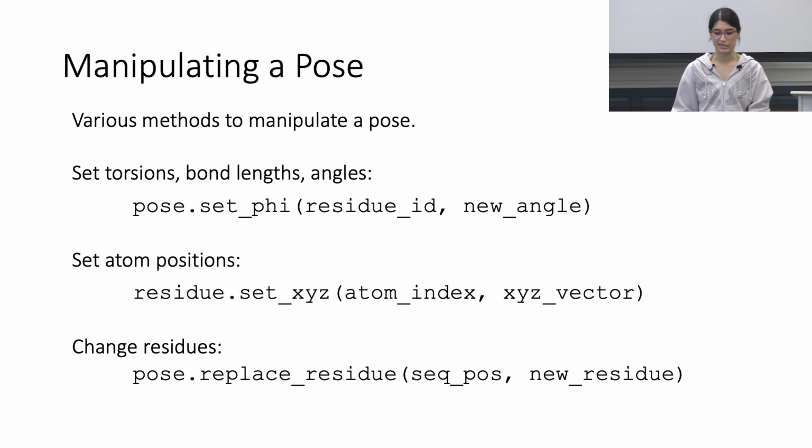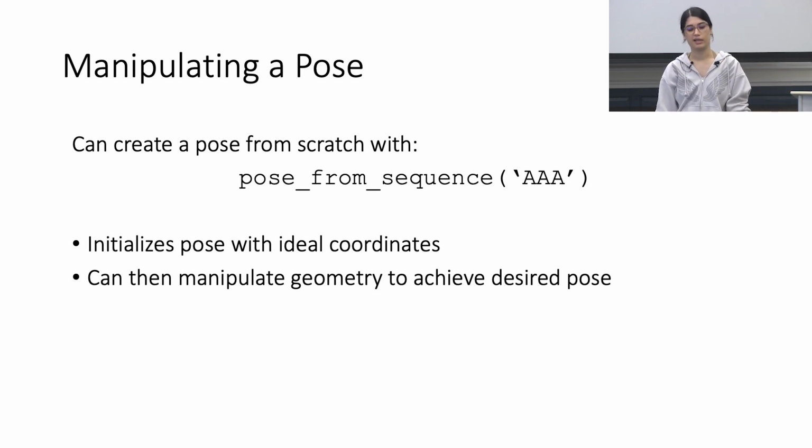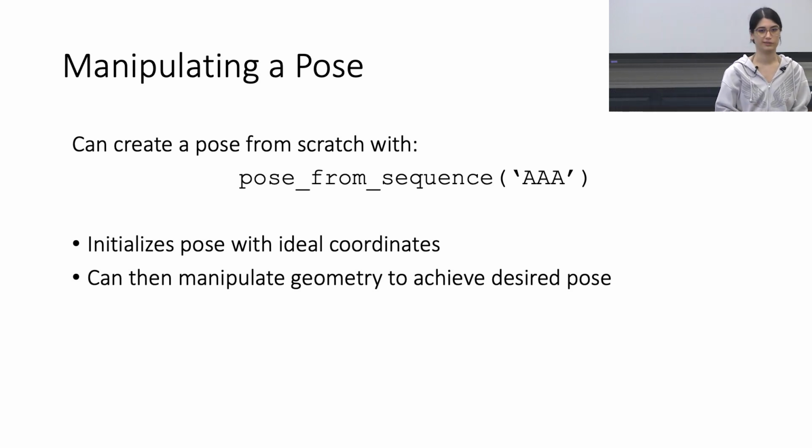So something to keep in mind here. We're also able to create poses from scratch by giving some type of sequence. In this case, you have 3 alanines here, and then we use the ideal coordinates to initialize what 3 alanines look like in a pose. And then you can make manipulations in terms of, let's say, phi, psi, distance, other XYZ, or even some mutation, and get to your desired, in this case, very short peptide.